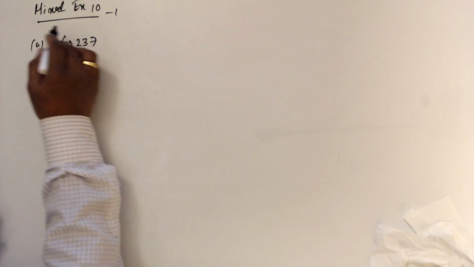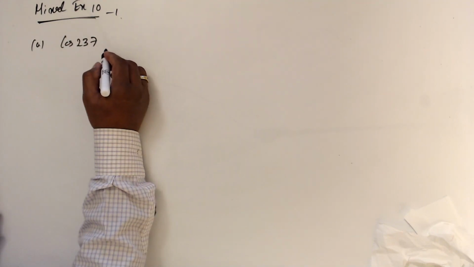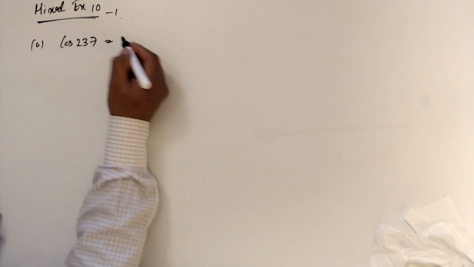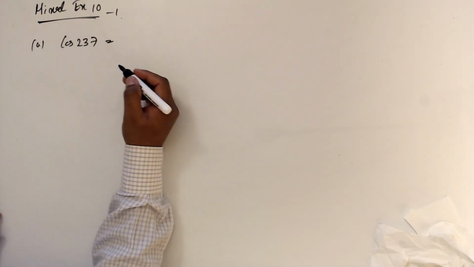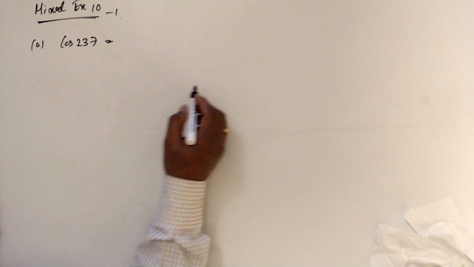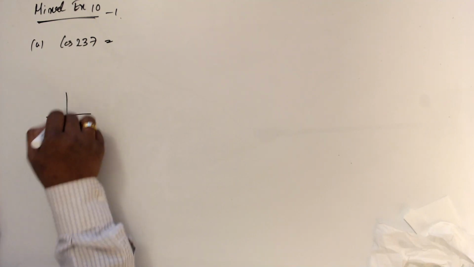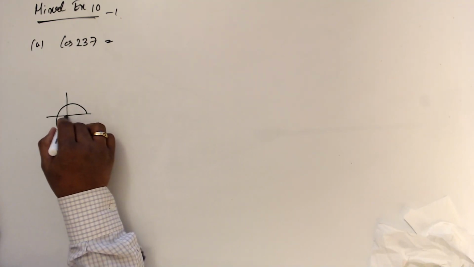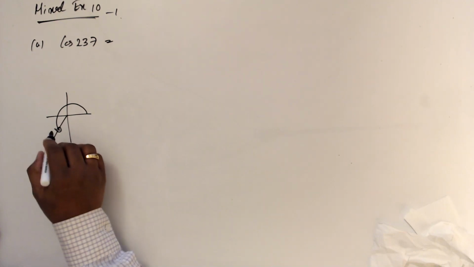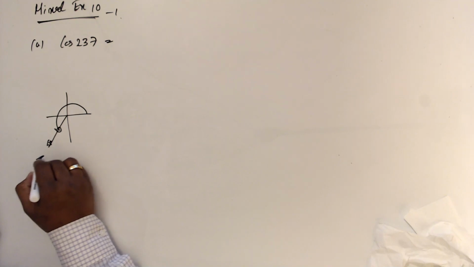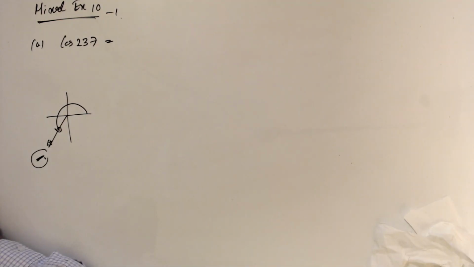Mixed exercise number 1, cos 237. So I'm trying to write this angle with 180, because there are rules in 180. First of all, which quadrant is this cos 237 in? So cos 237 is in this quadrant. In this quadrant, the cos value is negative. So our answer should be negative.